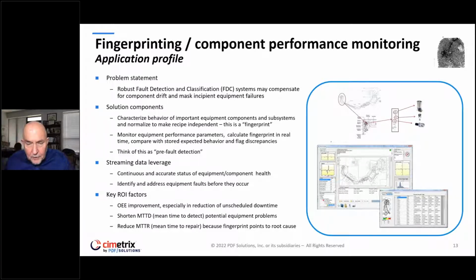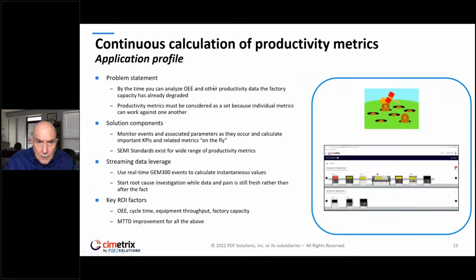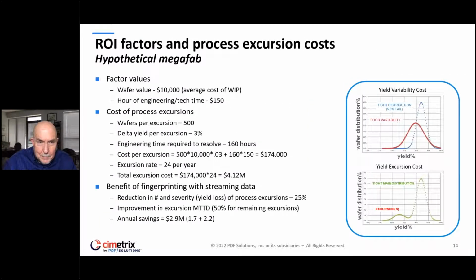So what's this sort of thing worth? Well, if you assume that a fingerprint, catching a fingerprint, come on, slide moves. There we go. Oops, I got happy.